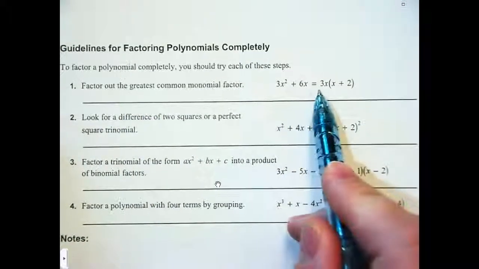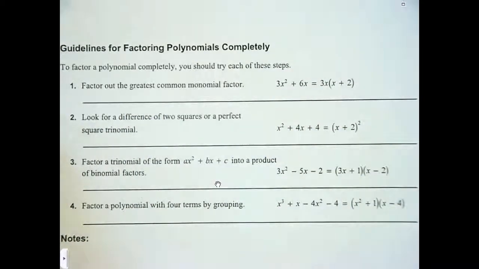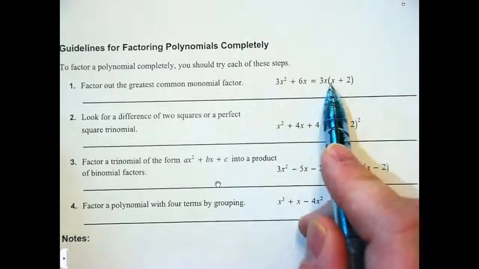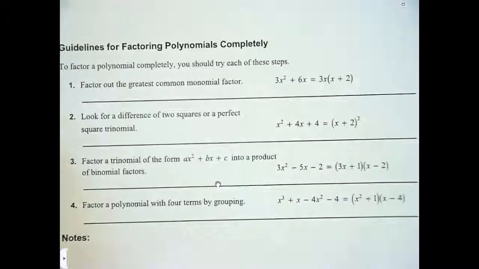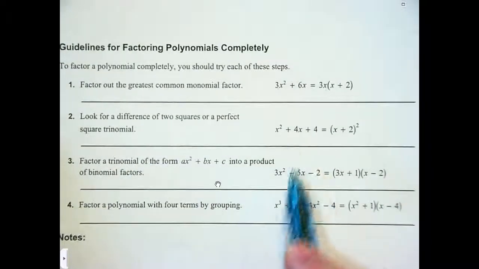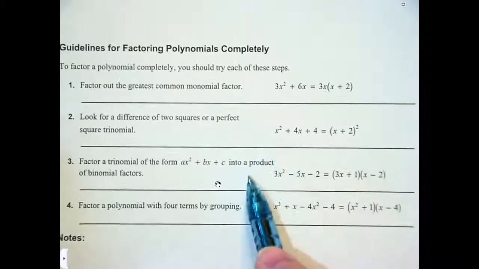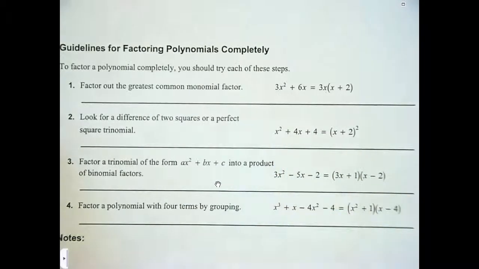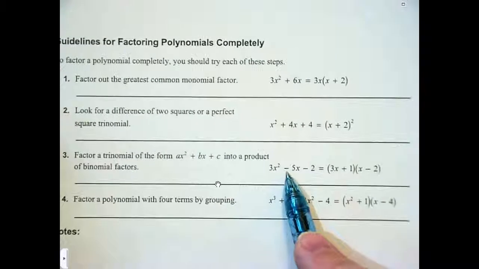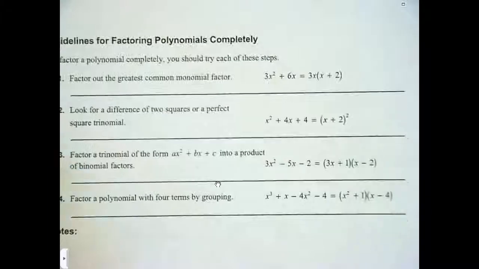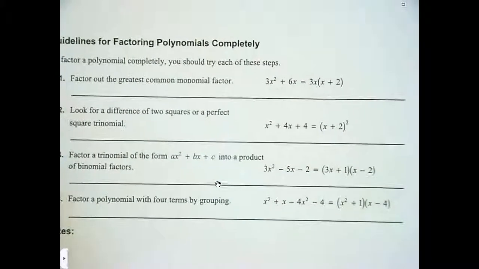Always look for the biggest number that will go in to each term. So in this case, 3x. When you pull 3x out of here, you get x. When you pull 3x out of here, you get 2. Okay? Then look for the difference of two perfect squares, or for a perfect square trinomial. We did that. We then use general factoring. Okay? And today we're going to go through factor by grouping. This kind of summarizes each type of factoring.